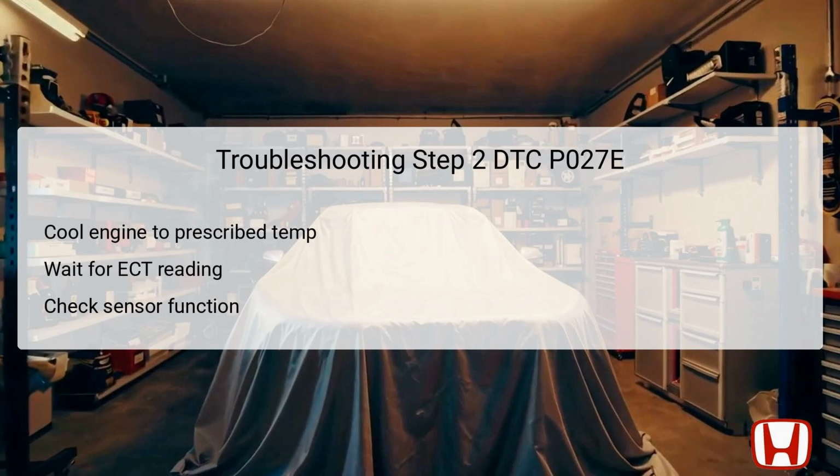A correctly functioning ECT sensor is crucial because it informs the PCM of the engine's temperature, directly affecting fuel mixture commands. If the ECT value does not stabilize within the specified range, it may indicate sensor malfunction or connectivity issues that need to be addressed. Consistent monitoring is essential for obtaining valid readings, ensuring that the troubleshooting is both accurate and reliable.